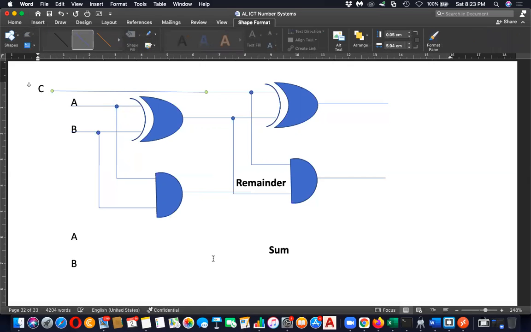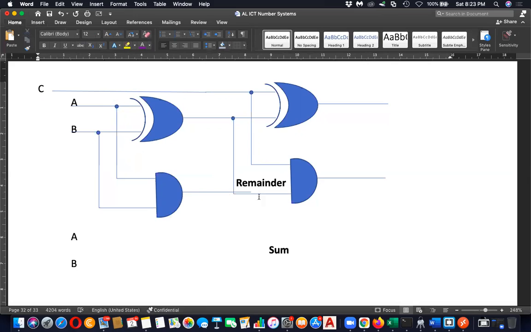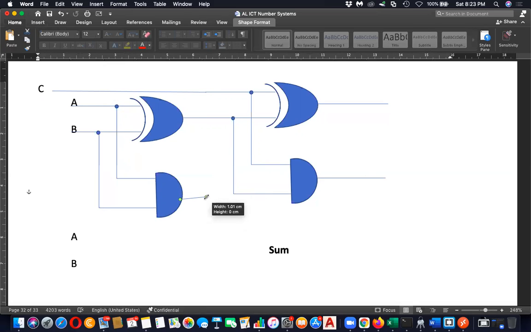This is the new one. Let's see. Then the remainder also, you are going to take the remainder of this and the remainder of this, both. After that, what you can do is combine both remainders.